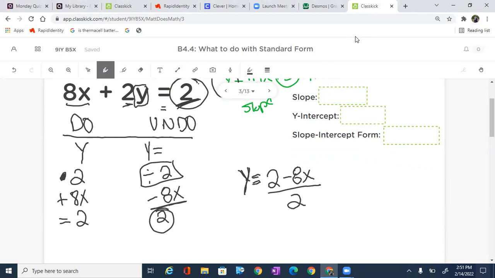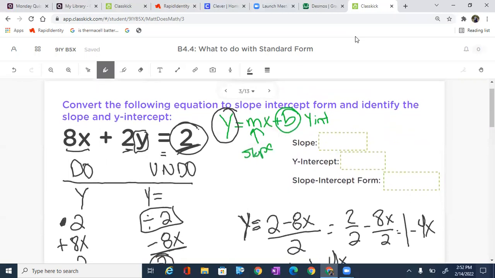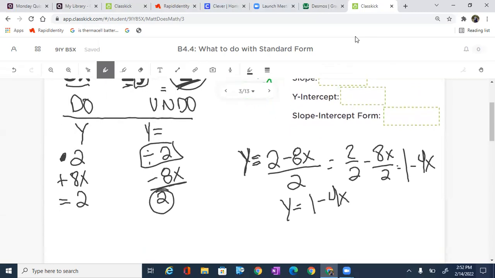Now, we can clean this up a little bit. y is equal to 2 over 2 minus 8x over 2. And that is 2 divided by 2, which is 1, and minus 8 divided by 2, which is minus 4x. So we end up with y equals 1 minus 4x. That's not exactly slope-intercept in its perfect form because we like to put the slope and the x first. So I'm going to change the order: y equals negative 4x plus 1. That is a positive 1.